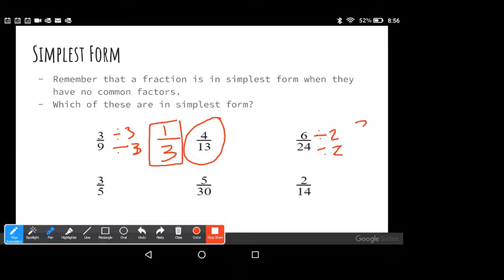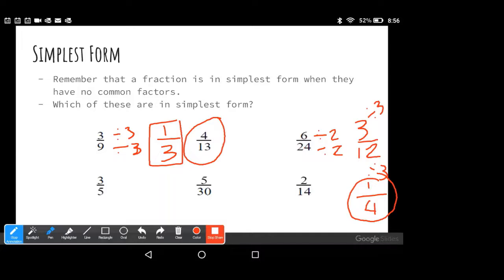6 divided by 2 is 3. 24 divided by 2 is 12. So when you look at that and go, okay, well, I reduced it, but is it in simplest form? Does 3 and 12 have anything in common? Yes, it does. You can divide by 3. 3 divided by 3 is 1. 12 divided by 3 is 4. So the simplest form of 6/24 is 1/4. And so you have to keep dividing.